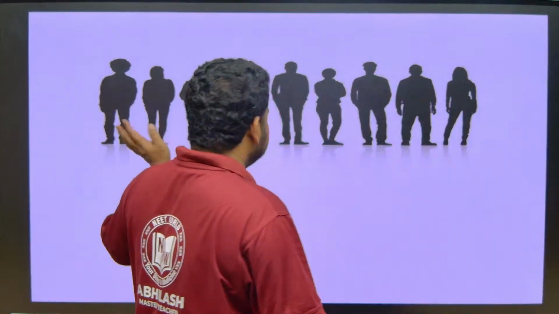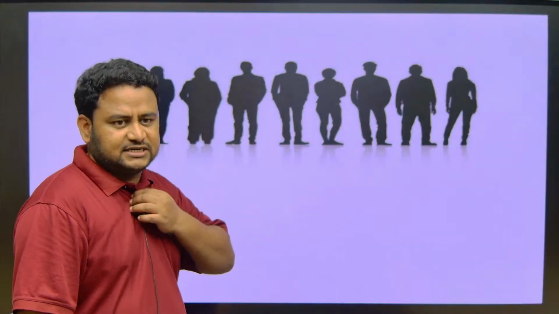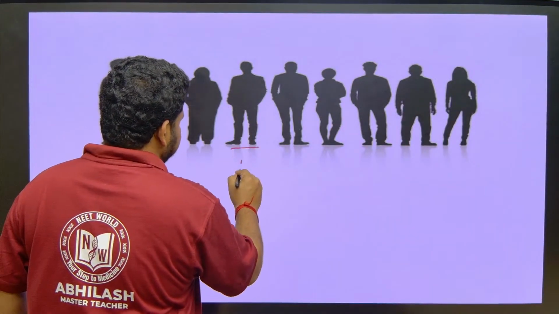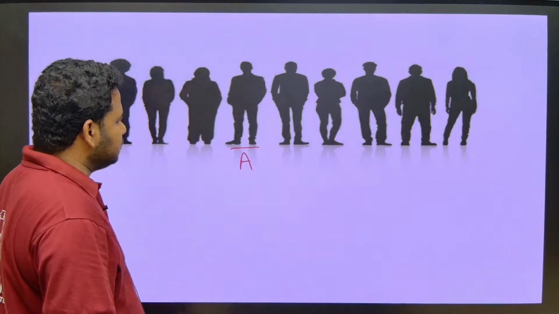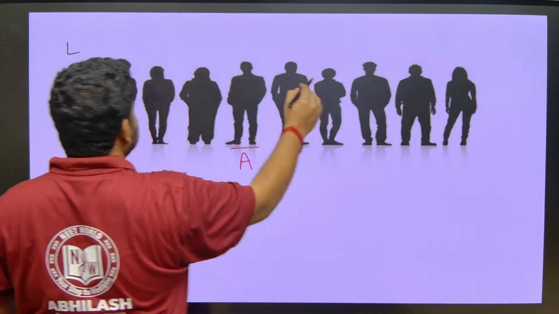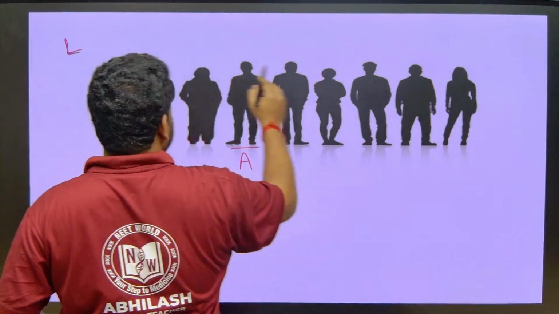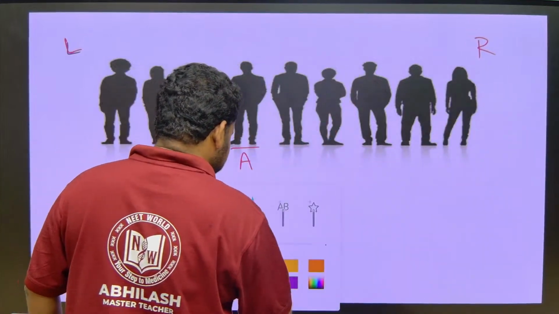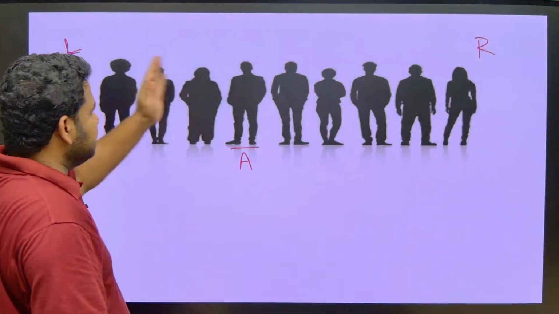See here, there are a certain number of persons here. Suppose let me name this person as A. So, this position of A from left. This is left hand, this is right hand. Let me take this color. This is left hand, this is right hand.